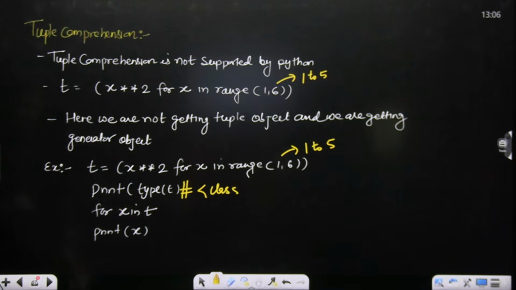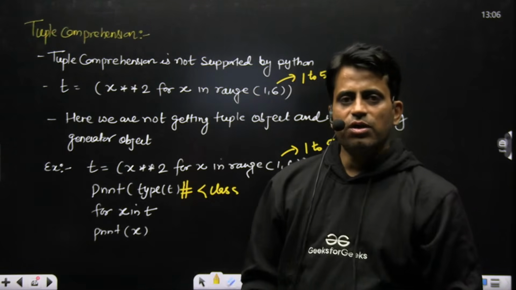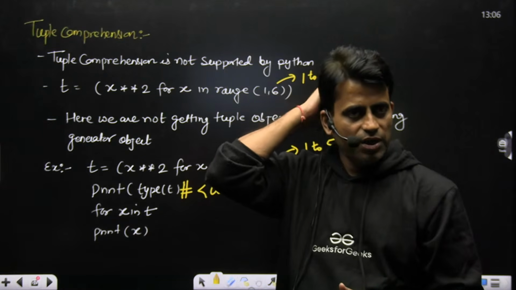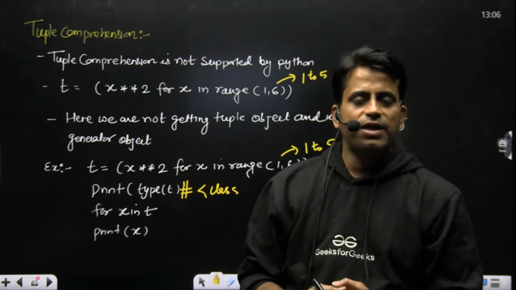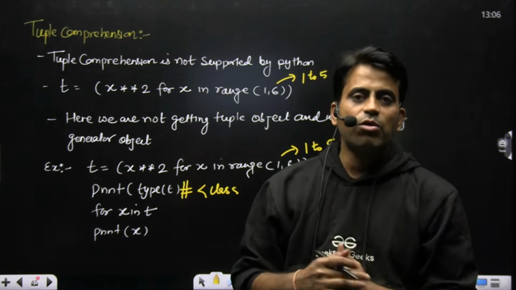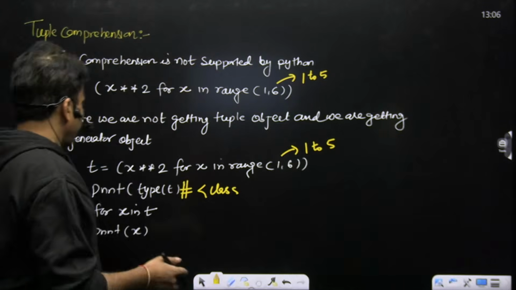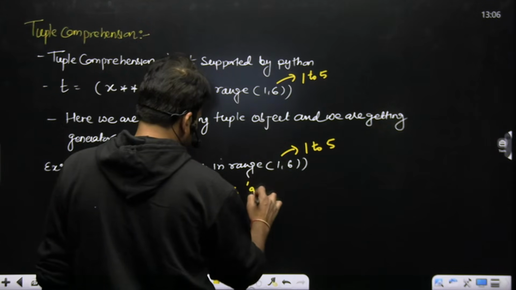What is a generator? A generator is an object which generates the value on demand, not storing it, right? Just like list and tuple, they take a lot of memory. Let's say millions or billions of data items you are storing in a tuple, it occupies a lot of memory, but a generator generates the value on demand. So print type of t, class generator.